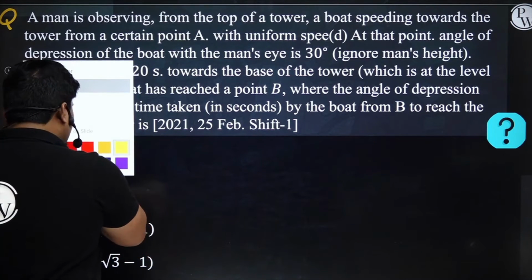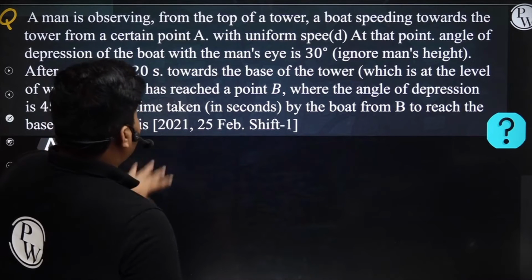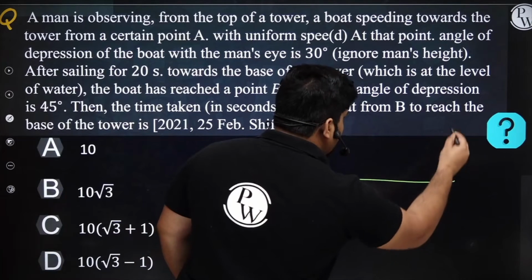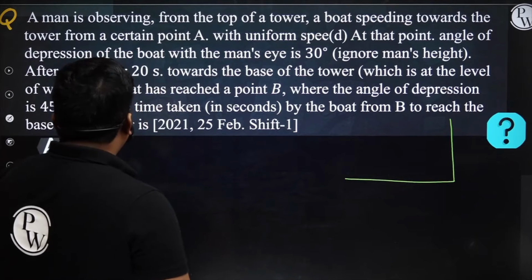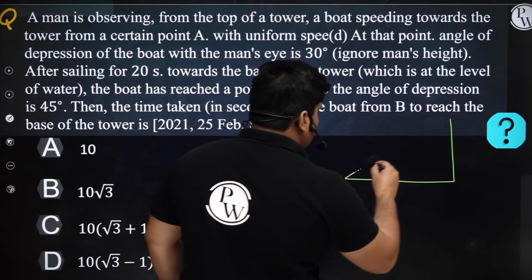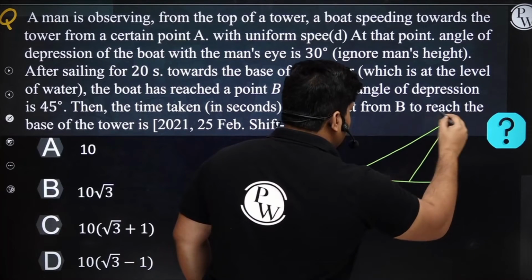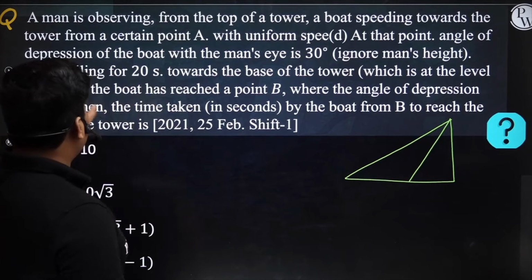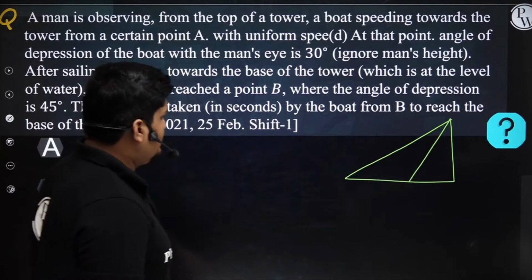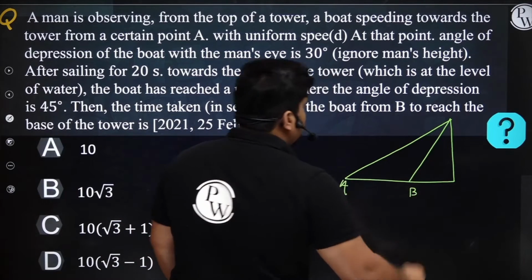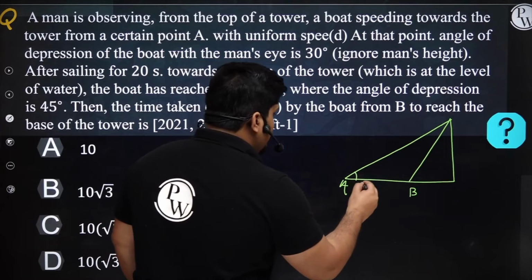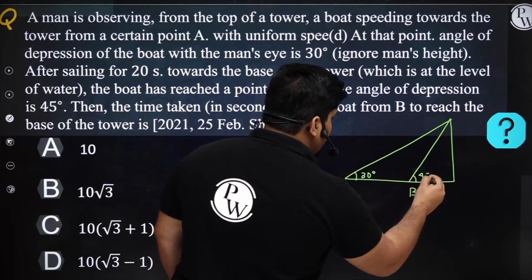So much English in these types of questions we will always have. A man is observing from the top of a tower a boat speeding towards the tower from a certain point A. Okay, suppose this is the tower. The angle of depression of the boat from the man's eye is 30 degree. So if I draw these two, fine. After sailing for 20 seconds towards the base of the tower, the boat has reached a point B where the angle of depression is 45. So this is the scene here. So this will be equal to 30 degree and this is 45 degree.